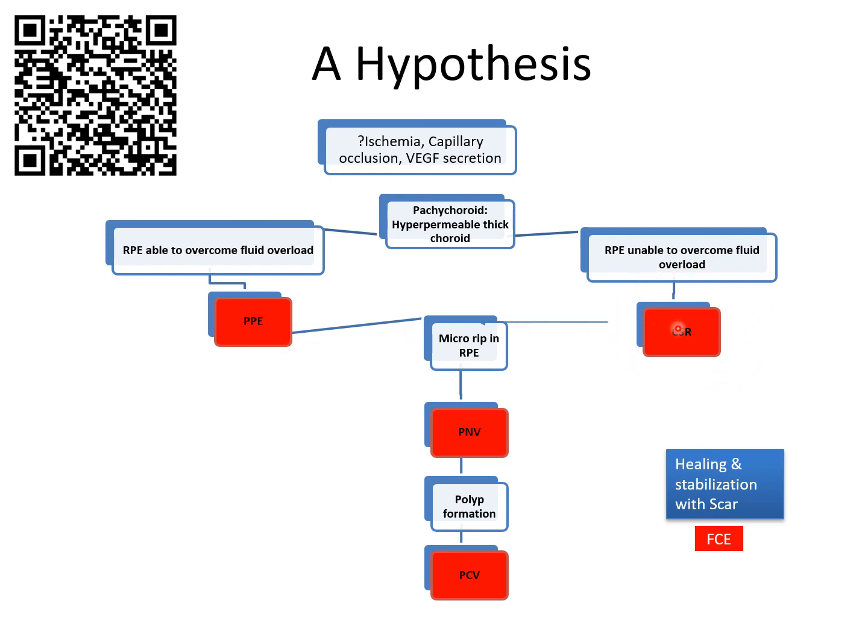These two conditions can further progress and cause a micro rip in the retinal pigment epithelium, and we have pachychoroid neovasculopathy, where you have neovascularization above the retinal pigment epithelium, and we can have polyp formation in the subretinal space, which forms the PCV. And all these diseases, when they heal, result in an FCE or focal choroidal excavation.